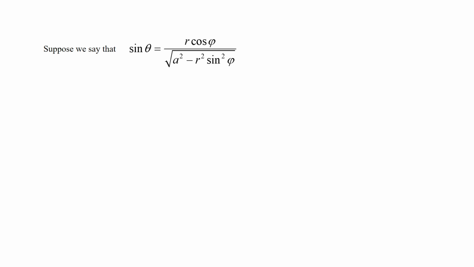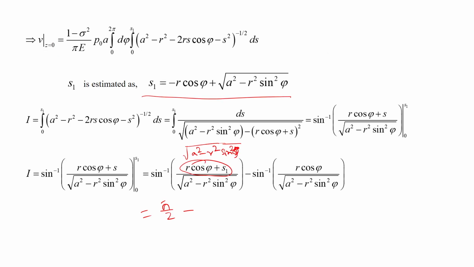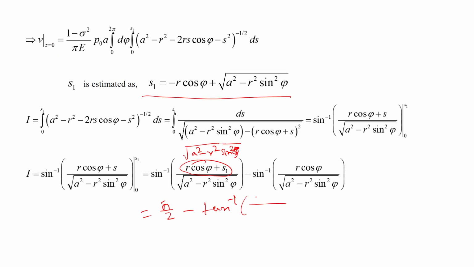So, for example, let me write that sin theta is equal to this quantity, r cos phi by the square root of a square minus r square sin square phi, and then cos theta is the square root of 1 minus sin square theta, and if I find that out, cos theta will come out like this. So, tan theta will be r cos phi over the square root of a square minus r square, from which theta can be obtained. So, I started with sin inverse of this, and this can be replaced by tan inverse of r cos phi by the square root of a square minus r square.